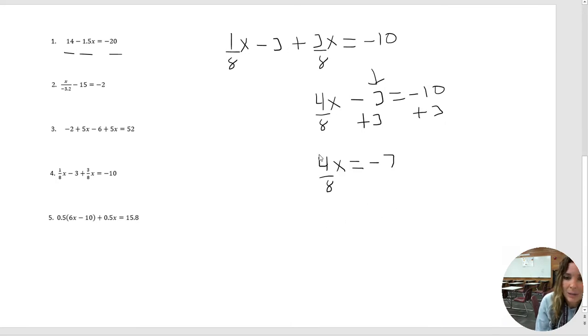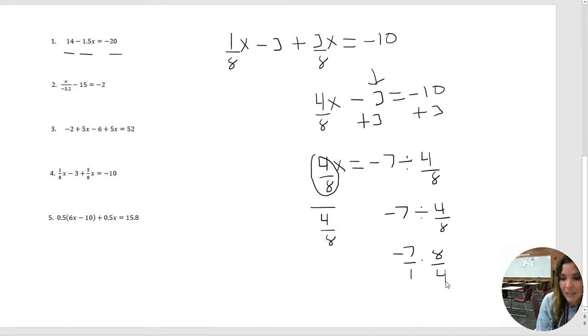Now this is where it gets a little bit tricky. This 4/8 is being multiplied by the x. So the only way to get rid of a multiplication is to use division. We have to divide both sides by 4/8. And in your calculator, the negative 7 needs to go in first and then divided by 4/8, because when you divide a fraction, the second one is going to get flipped and then you're going to multiply, okay? And so then your final answer on this one is going to be x equals a negative 14.